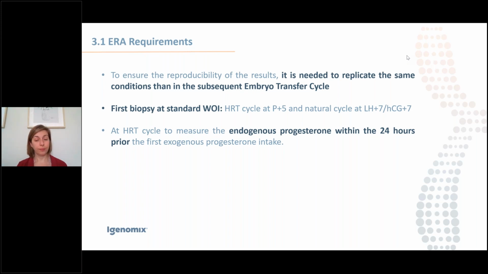This is a question, Maria, from Dr. Sandhya. She's asking, can we perform ENMA and ALICE along with ERA in the same sample? Yes, indeed, you can. We have these 3 tests, okay?